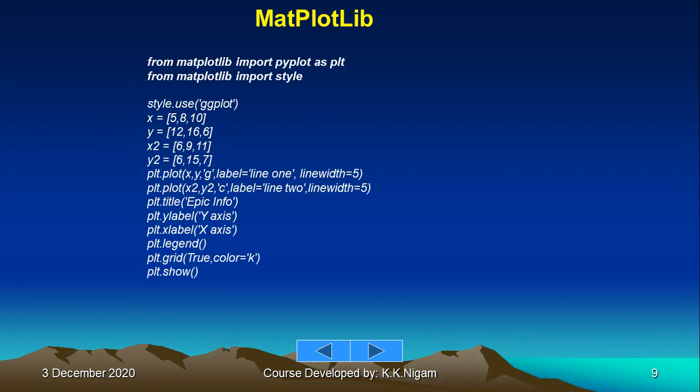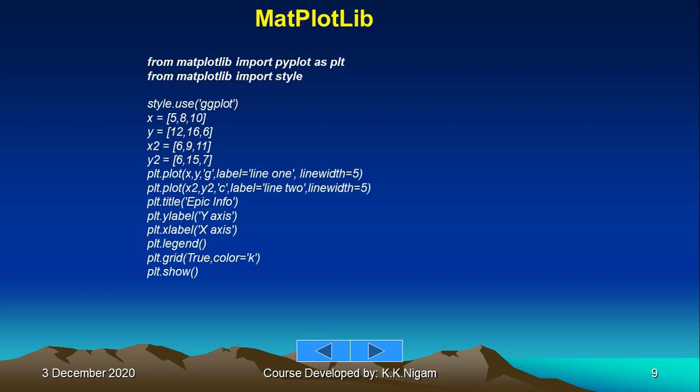Now for writing the code, you can write again in a similar fashion: from matplotlib import pyplot as plt, from matplotlib import style. This is what you import first, so that you can make all those graphs which we have seen in the previous slide. Then style.use('ggplot'). Now this is a type of plot which is available as part of the styling. Again you have to give all those parameters x and y, then x2 and y2, then plt.plot, whatever plots you want to draw. So this is the code that you have to write for that.